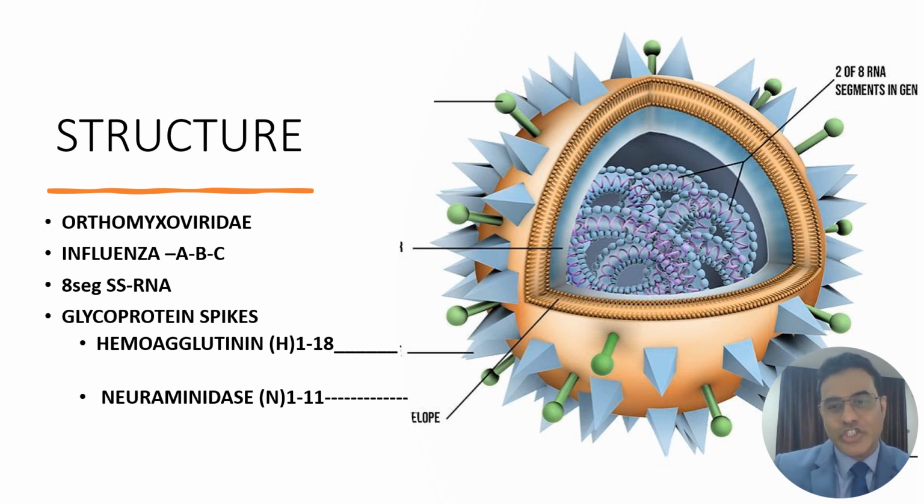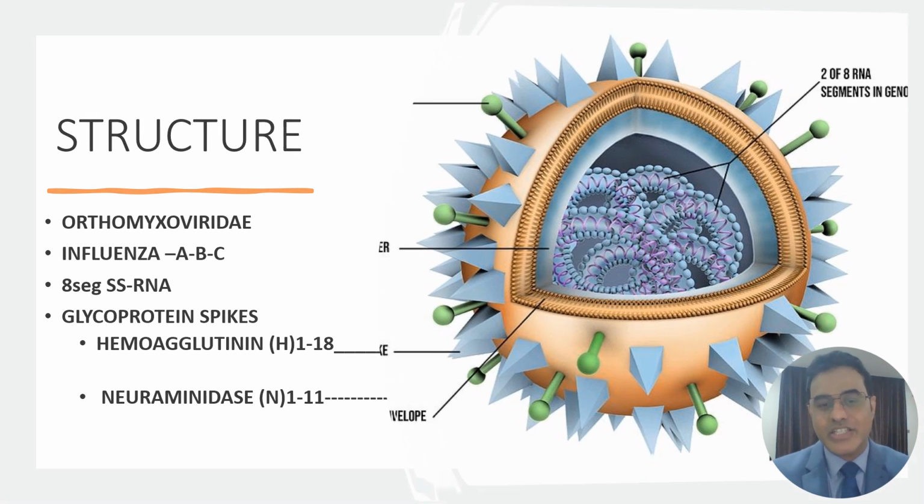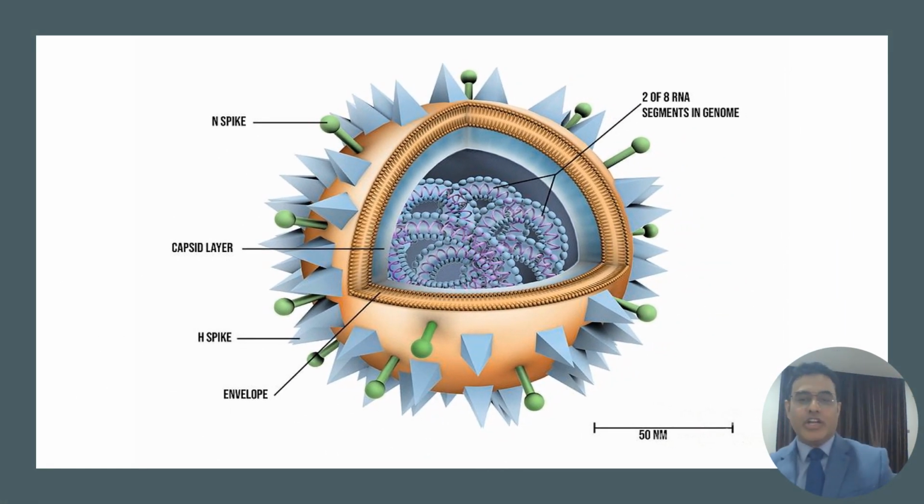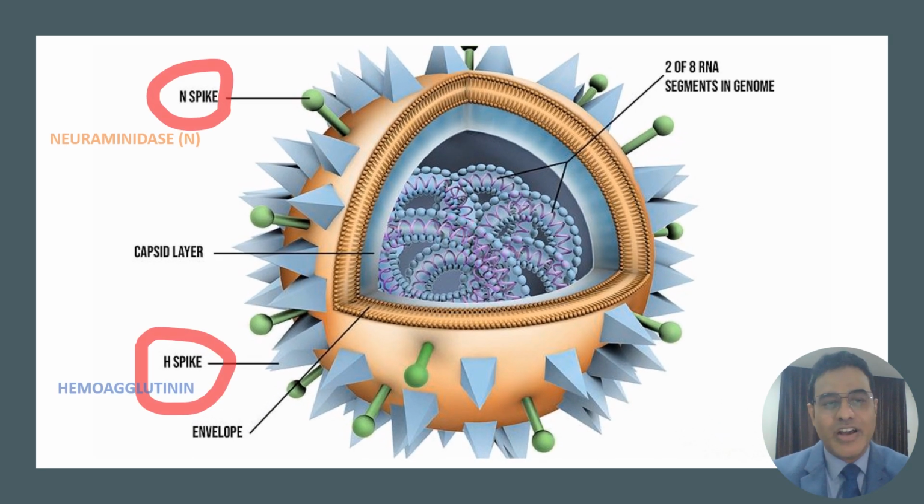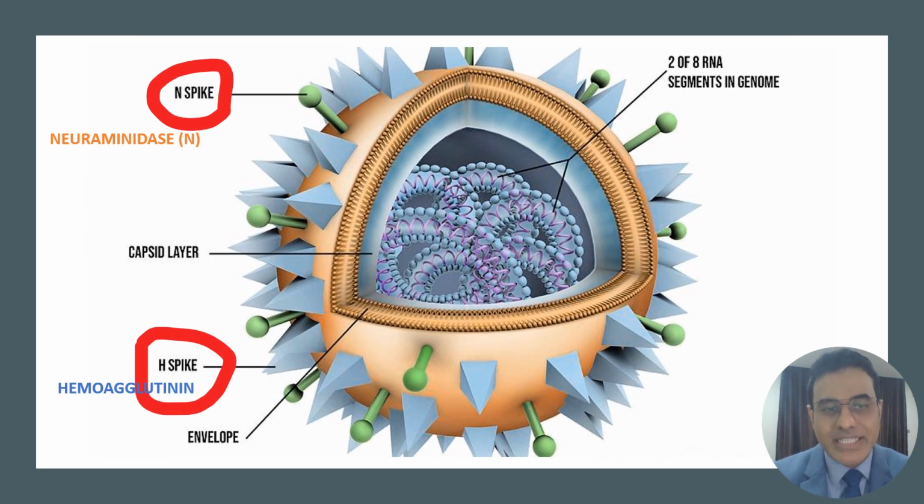If you see the structure, it is the same as the COVID-19 virus structure, with 8 single-stranded RNA segments in its genome, which is covered by the capsid layer. This entire virus is around 50 to 100 nanometers in diameter and contains certain spikes on the top. The spikes commonly seen are the N spike and H spike, the neuraminidase spike and the hemagglutinin spike.